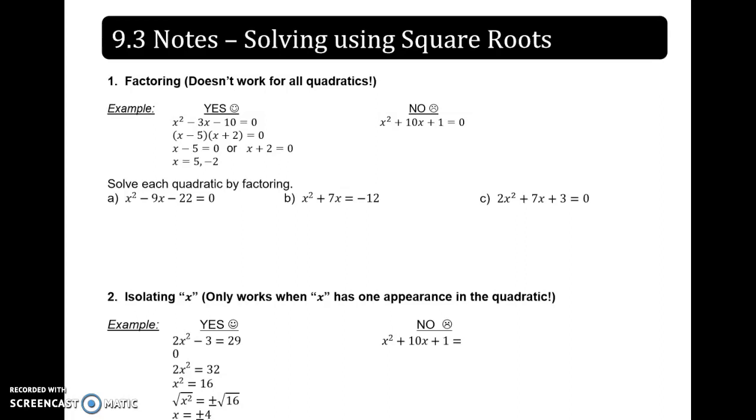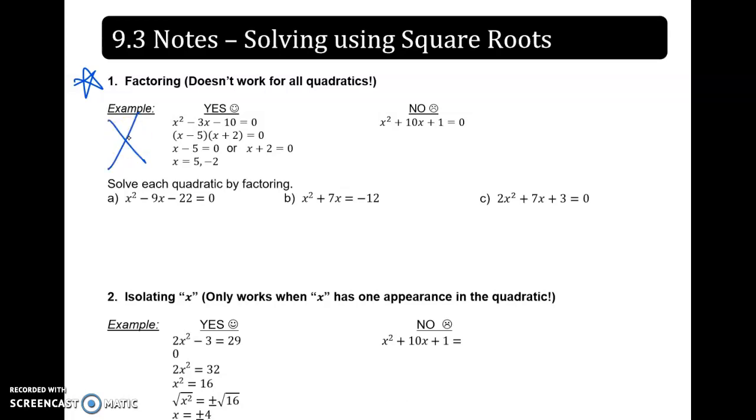All right, this is section 9.3. We are going to begin to solve quadratics with another method called using square roots. So up until now, all we've done is factoring. So we're going to start by reviewing what we've already done in example 1, because sometimes it'll work and sometimes it won't. So look at this first example, x squared minus 3x minus 10 equals 0.